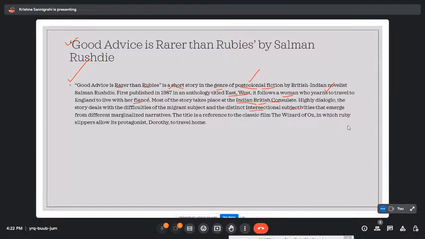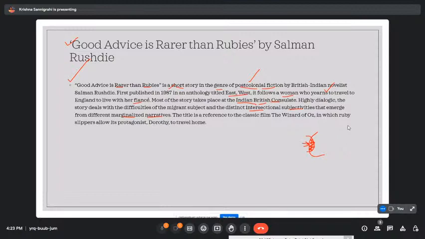The difficulties of the migrant subject refer to an individual who has traveled from one country to another and as a result has a distinct intersectional subjectivity. The original characteristics of his personality are already there, and along with that comes the influence of the new country in which he or she is living. As a result, this identity is colored by an intersecting field which projects the kind of dual existence or intermingled situation, an intersectional subjectivity which emerges from different marginalized narratives, the narratives which do not find center stage, which are marginalized from the main narrative.